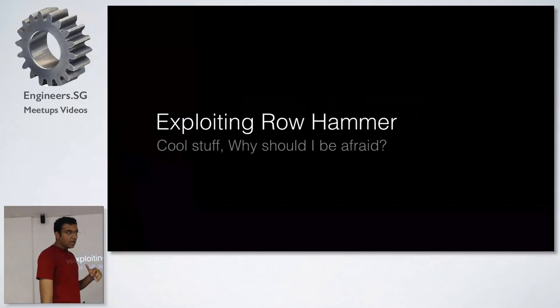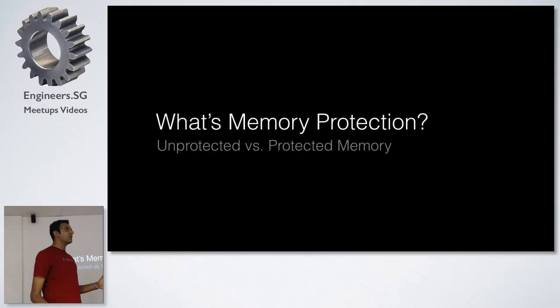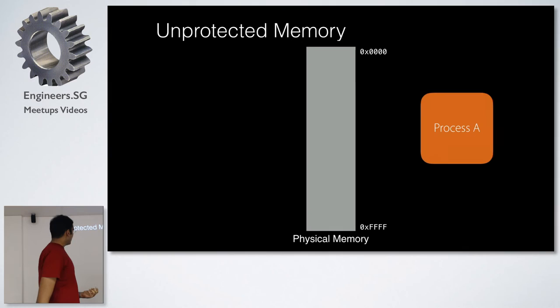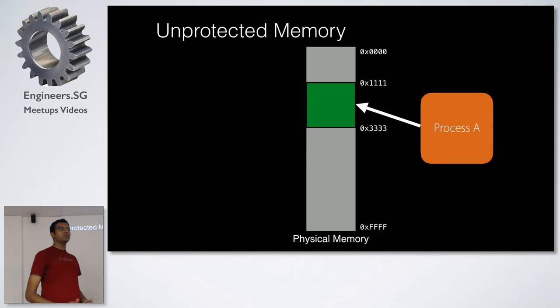A bit of basic knowledge that we need is what memory protection is. So, a very quick computer science class on what memory protection is. What is unprotected memory? Many, many years ago when memory was first created, memory wasn't protected. If you are process A and you ask for X amount of memory, this is basically a linear layout of RAM. The OS would just say, hey, you can access everything from 11111 to 333333. Try not to go beyond that, but just do your best.